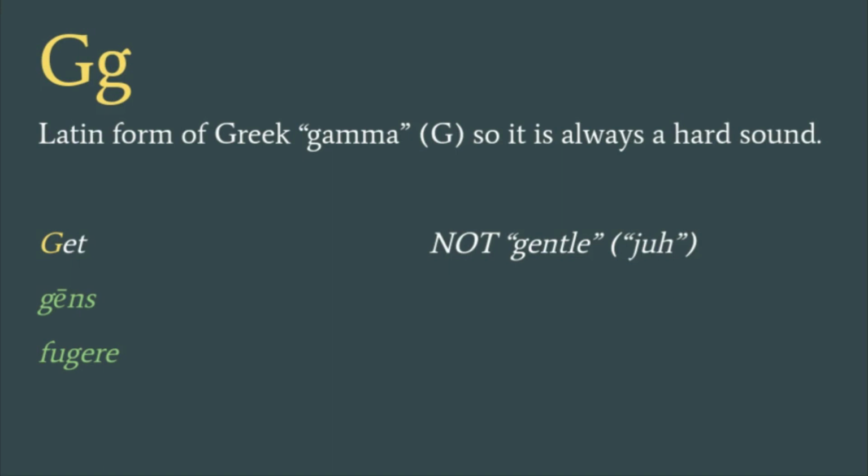So you're never going to see a pronunciation of J. It's always G. So down below in green, we have two Latin words. We have genus and fugere. They're both G sounds. So that first one is not Jenus, it's genus, right? G is the sound that the G makes.